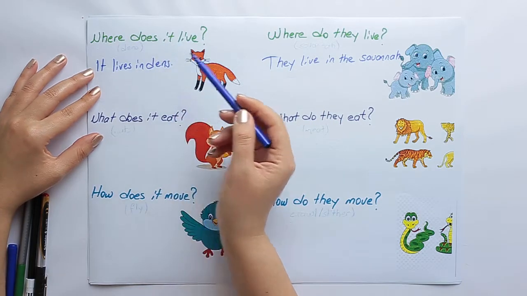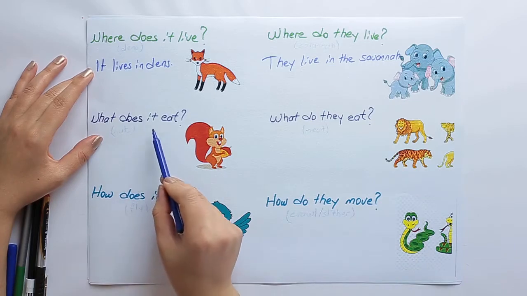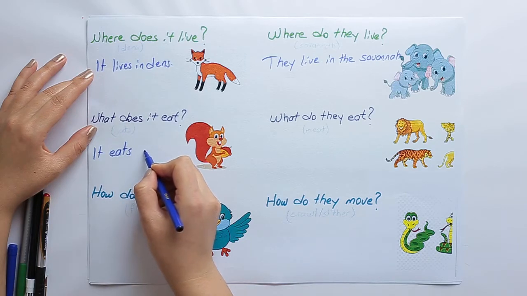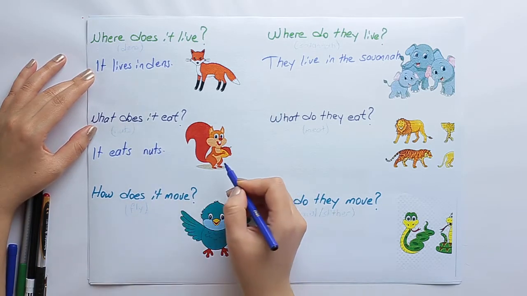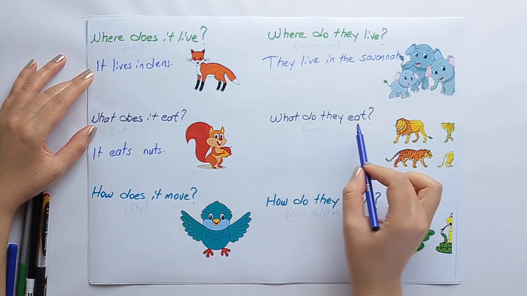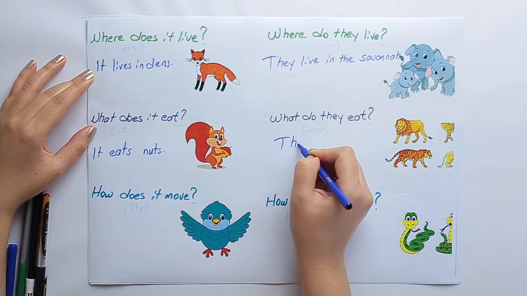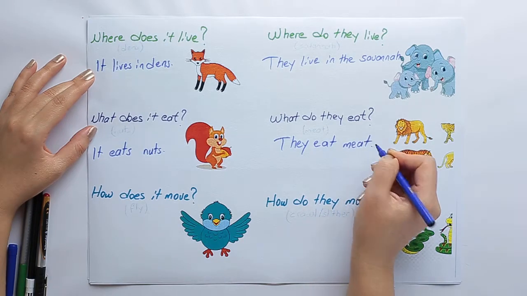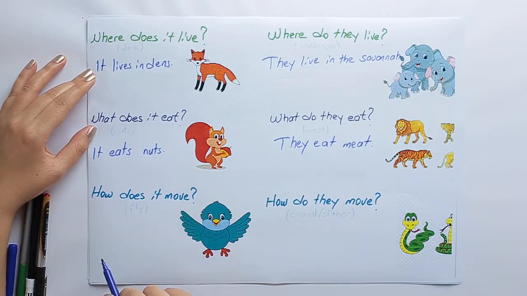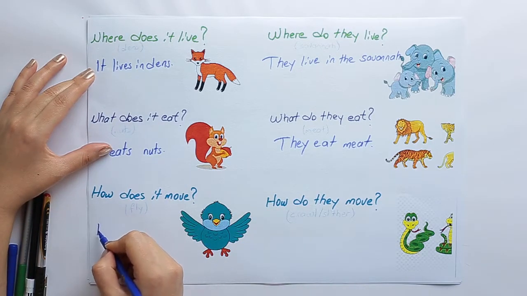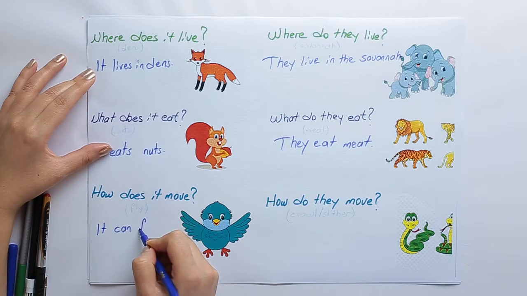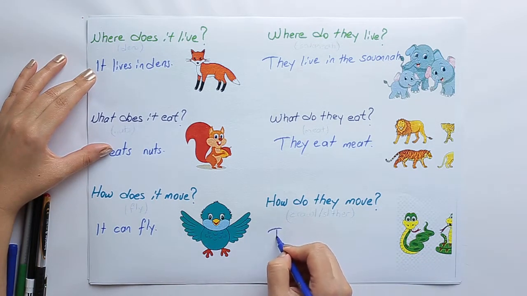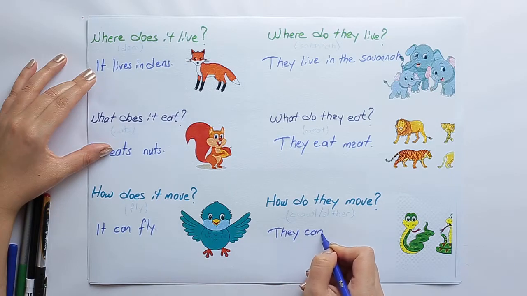What does it eat? It eats nuts. This is a nut. What do they eat? They eat meat. How does it move? It can fly. How do they move? They can crawl.